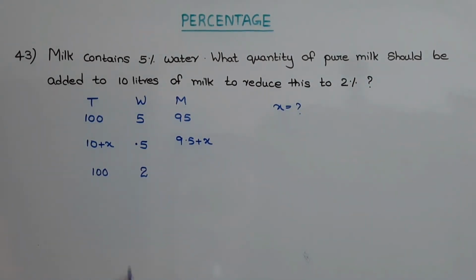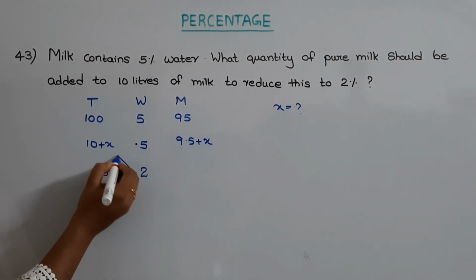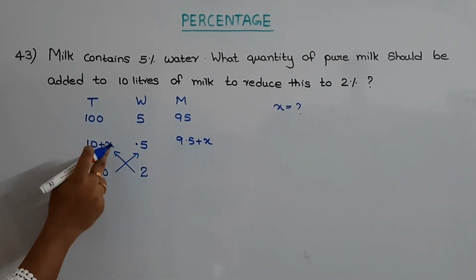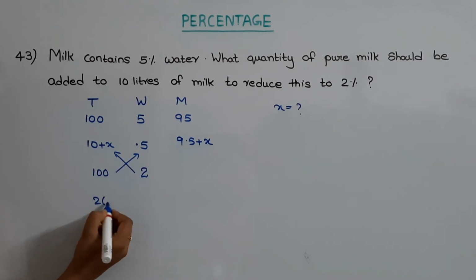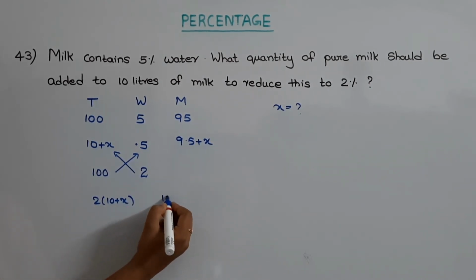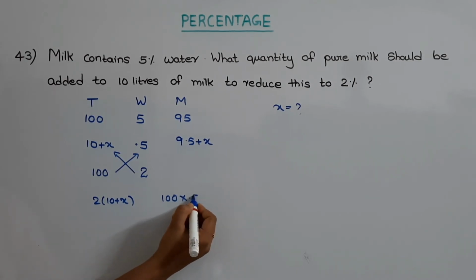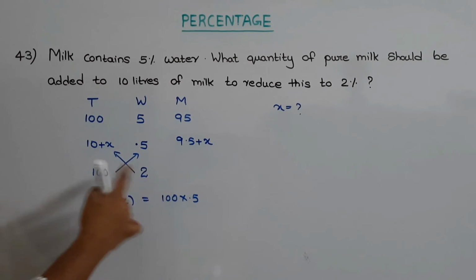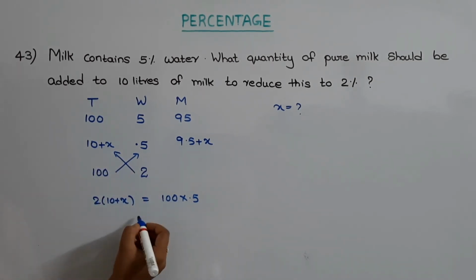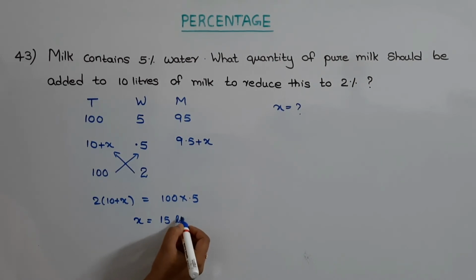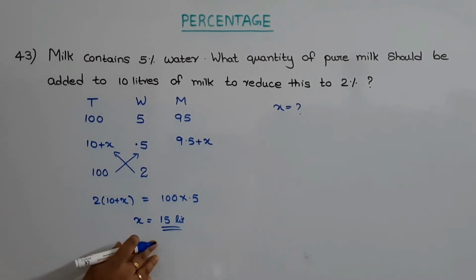X. This can be found out by cross multiplying. Multiply this 10 plus x by 2 and multiply 100 by 0.5. Now on equating this, we will get the value of x. On solving this equation, we will get the value of x as 15 liters. So this is the answer.